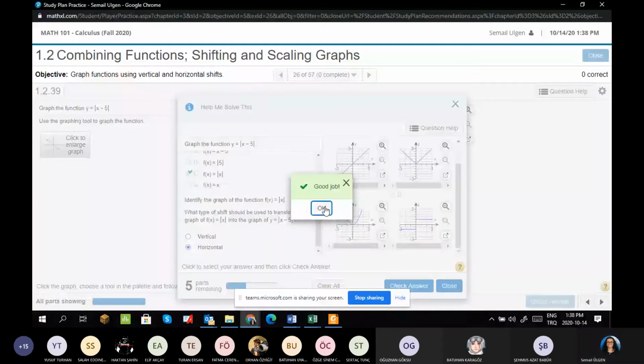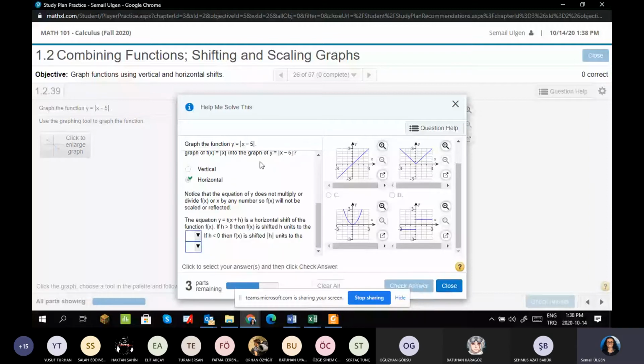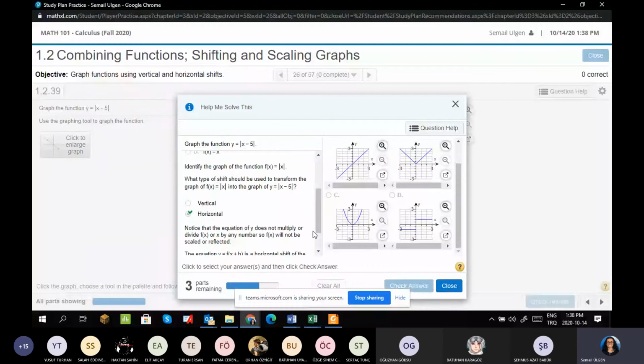Okay, next, notice that the equation of y does not multiply or divide f(x) or x by any numbers. So f(x) will not be scaled or reflected, yes. And let's see, it's just giving you some explanation, okay? These explanations are good, okay? And then what does it say? Let's move up.